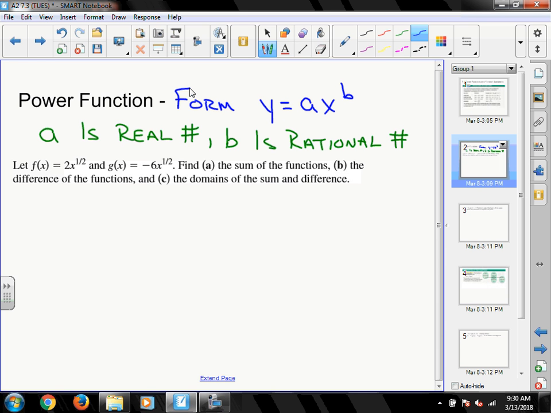Then we're going to let f of x be 2x to the 1/2 and g of x be negative 6x to the 1/2. The first thing that we want to do is we're going to find the sum of the functions. What does sum mean? Add. Okay? So that means h of x, and really you can pick any letter. Usually you're just going to pick h. I picked it because that's what they showed us in the last slide from your book. We're going to take f of x plus g of x.